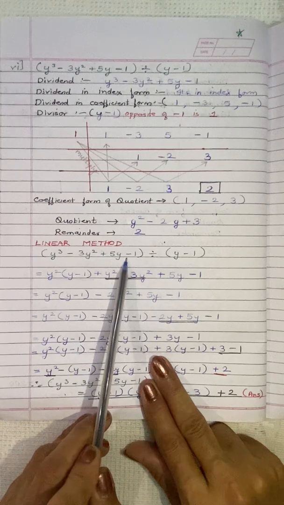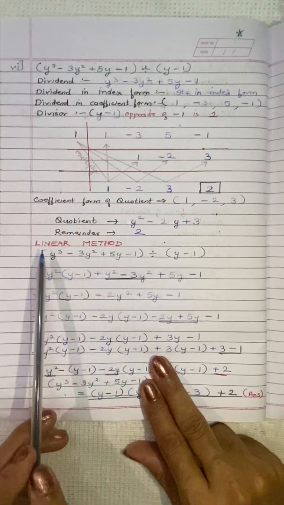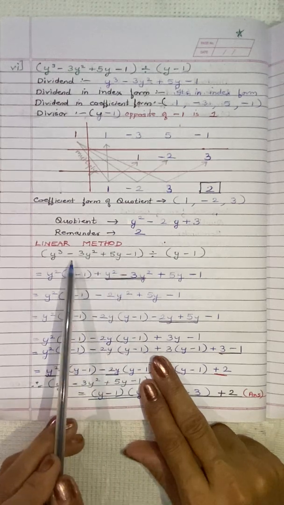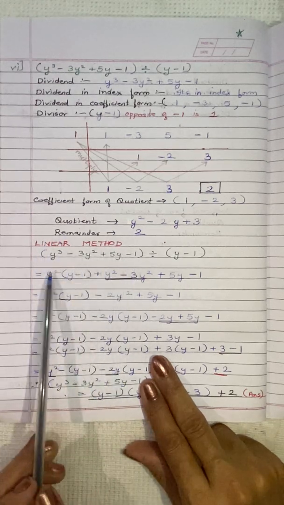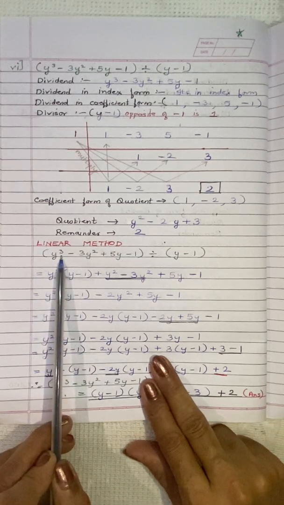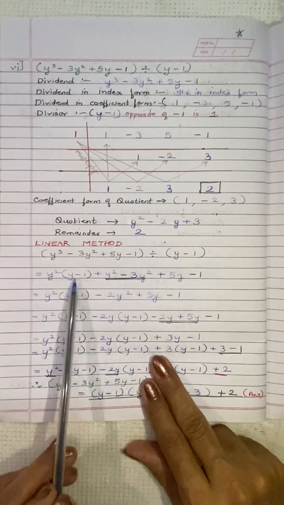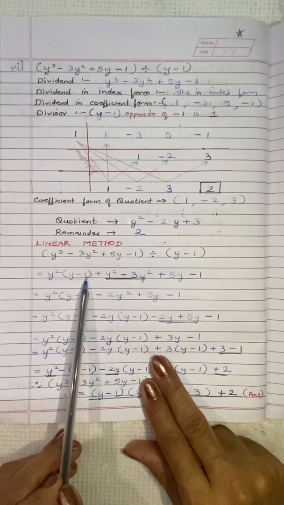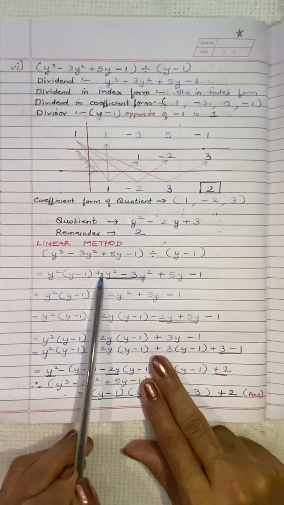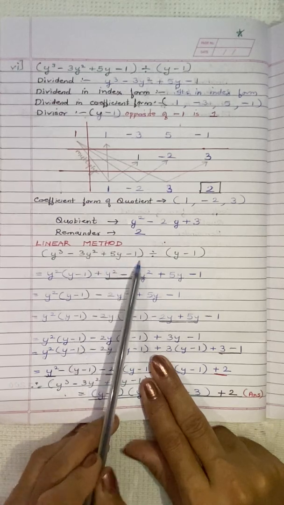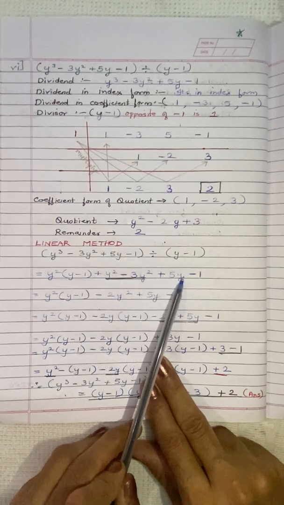So here as this is already in index form, in linear method you need not change it, only we need to write in standard form, that is proper order. So here y cube we will split it as y square into y and we will write the divisor in place of y. So y square into y minus 1. We multiply these two. So y square into minus 1 is minus y square, change it to positive y square and then remaining terms we will copy as it is, minus 3y plus 5y and minus 1.